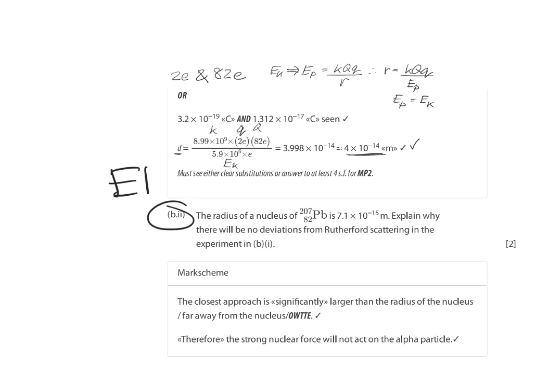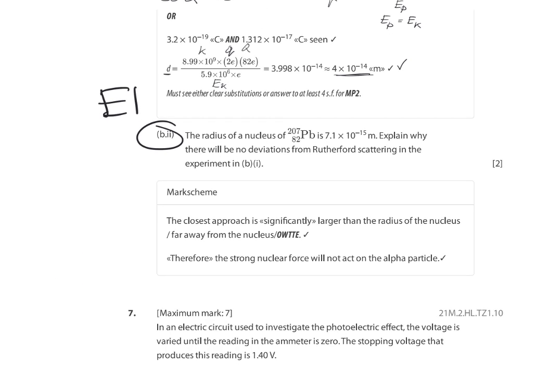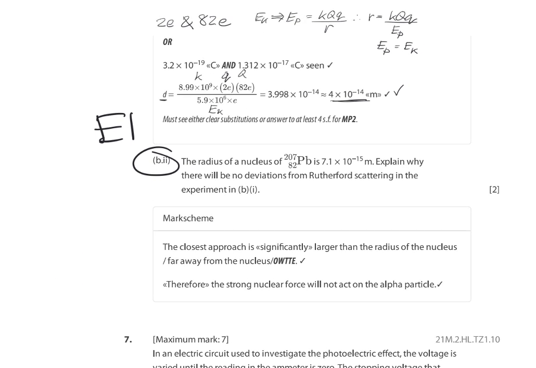Okay. And then once we know that, it says the radius of a nucleus of lead is 7.1 times 10 to the negative 15 meters. And why are there going to be no deviations in the Rutherford scattering? That's because of the distance of closest approach. If the lead radius is 7 times 10 to the negative 15, and the closest approach is 40 times 10 to the negative 15, then the alpha particles really don't get close to the nucleus. So if they don't get close to the nucleus, the strong nuclear force will not have an effect because the alpha particle is not close enough to the nucleus.